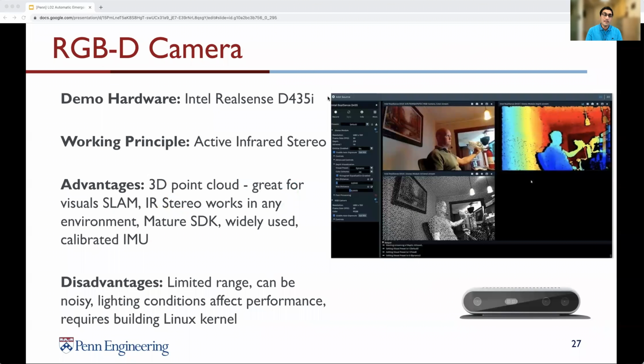So the RGB depth camera is the first sensor that we look at. An example is the Intel RealSense D435, which is cheap and versatile for stereo vision, right?